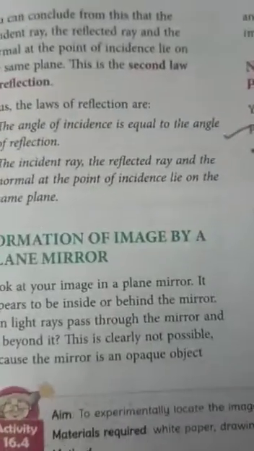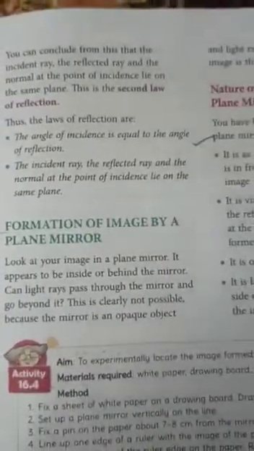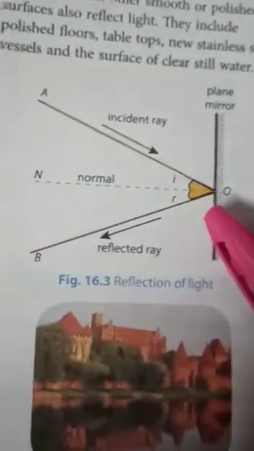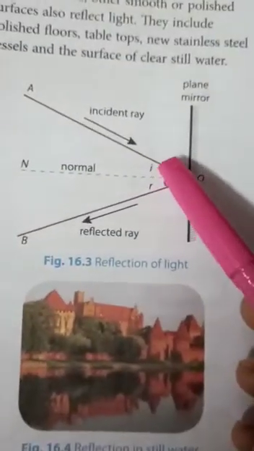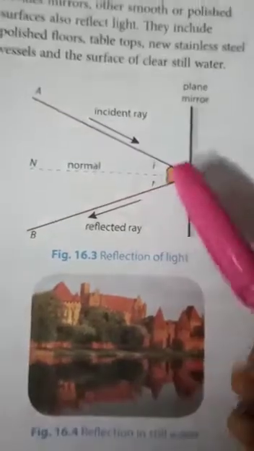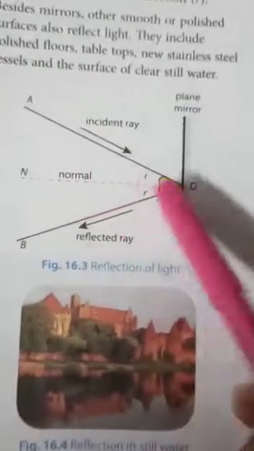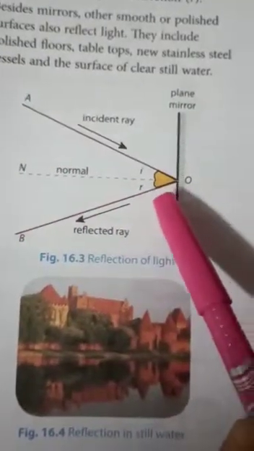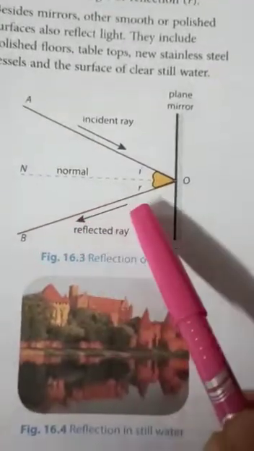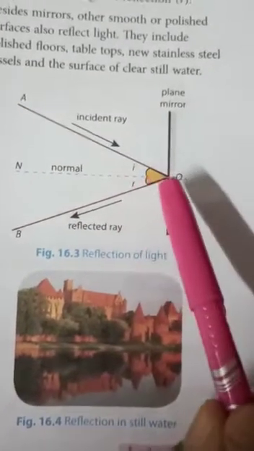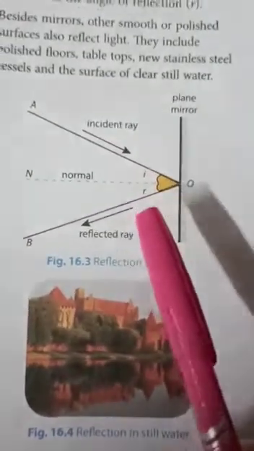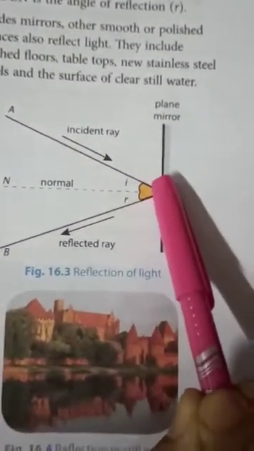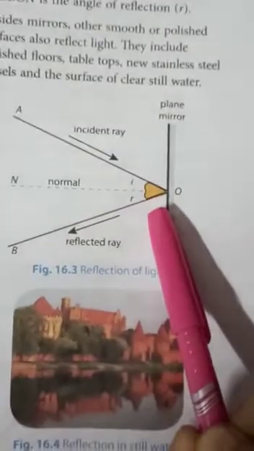Now I will come to the laws of reflection. There are two laws of reflection. The first law is that the angle of incidence is always equal to the angle of reflection. Angle of incidence means the angle between the incident ray and the normal, and the angle of reflection means the angle between the reflected ray and the normal. According to the first law of reflection, angle of incidence is always equal to angle of reflection.